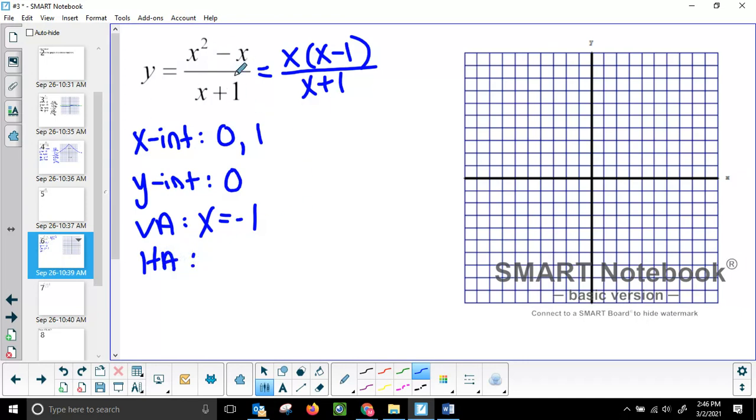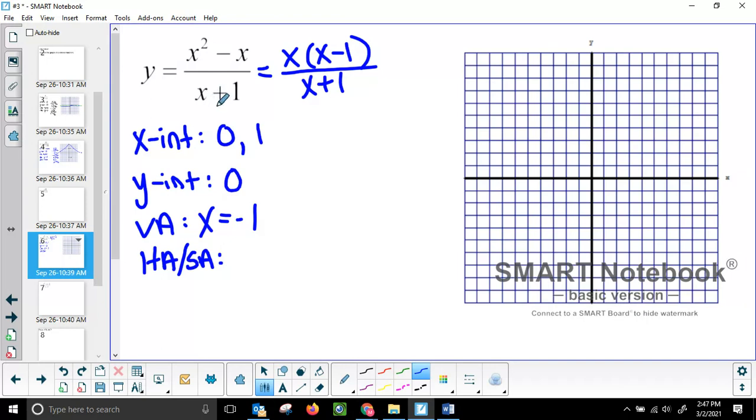Horizontal asymptote, the degree of the top is larger. But this is actually something that I definitely want to talk about. We talked at the very beginning, the first day, that you could also have slant asymptotes. A slant asymptote occurs when the degree of the top is exactly 1 larger than the degree on the bottom. So since this degree is 2 and this degree is 1, we will have a slant asymptote.